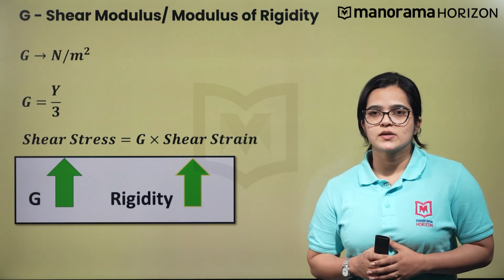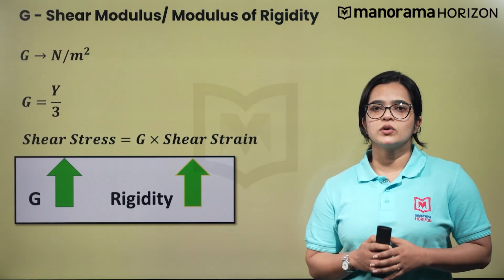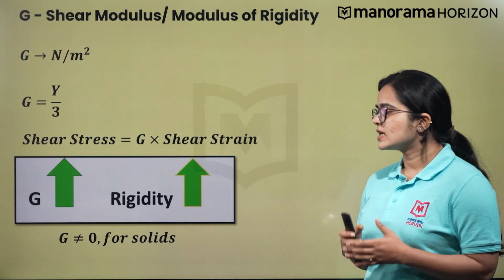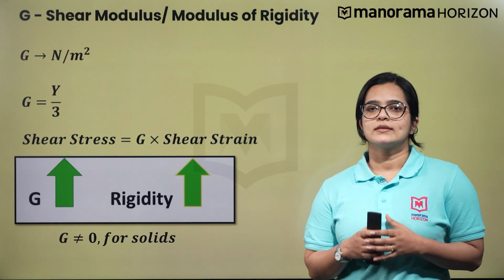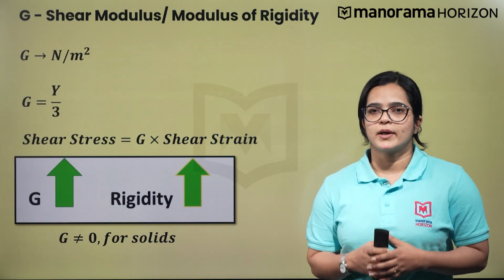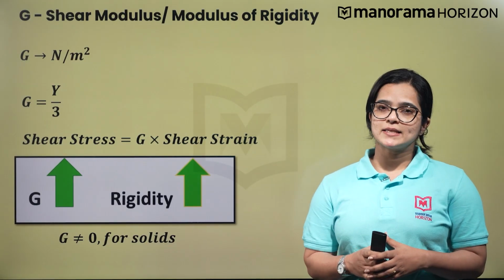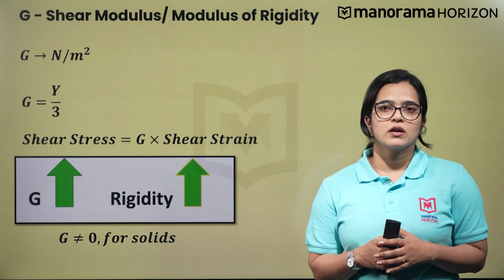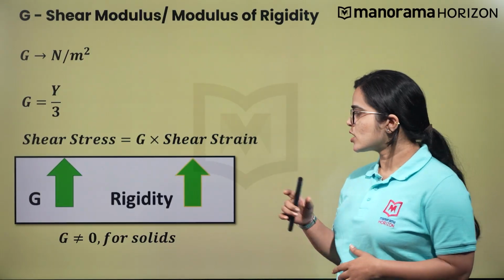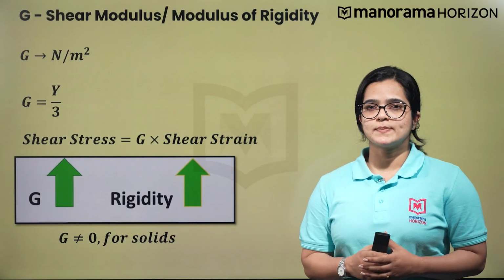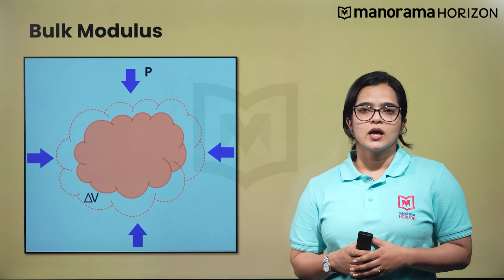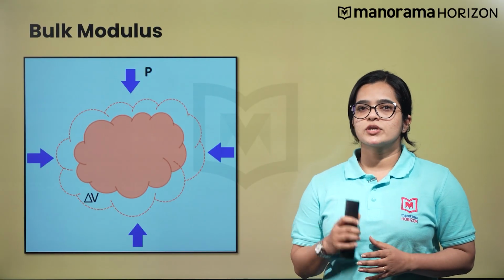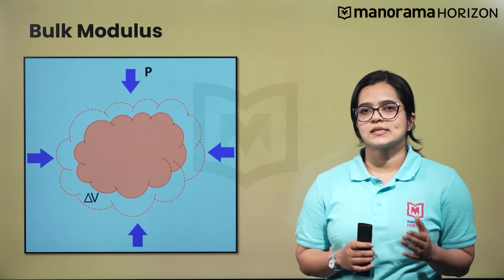As a consequence of this thought, we have to conclude that if a material has G equal to 0, the material would not be rigid at all. That is, the material has no shape at all. This means that the material is not solid at all. So conversely, for a solid, the value of G must be non-zero. Now, there exists another modulus of elasticity called the bulk modulus, which corresponds to the hydraulic stress and strain.